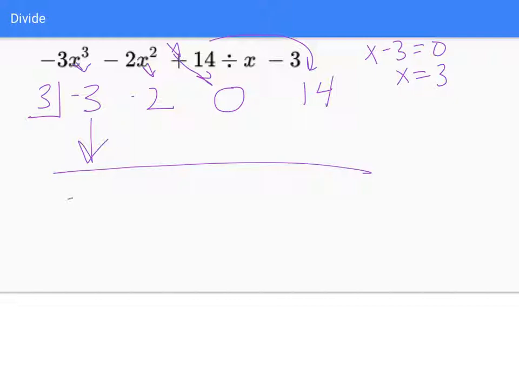Bring down the first one. You multiply, negative 3 times 3 gives me a negative 9. You add, it's going to be negative 11. Multiply, negative 33, and you add. Multiply, negative 99, and you add.